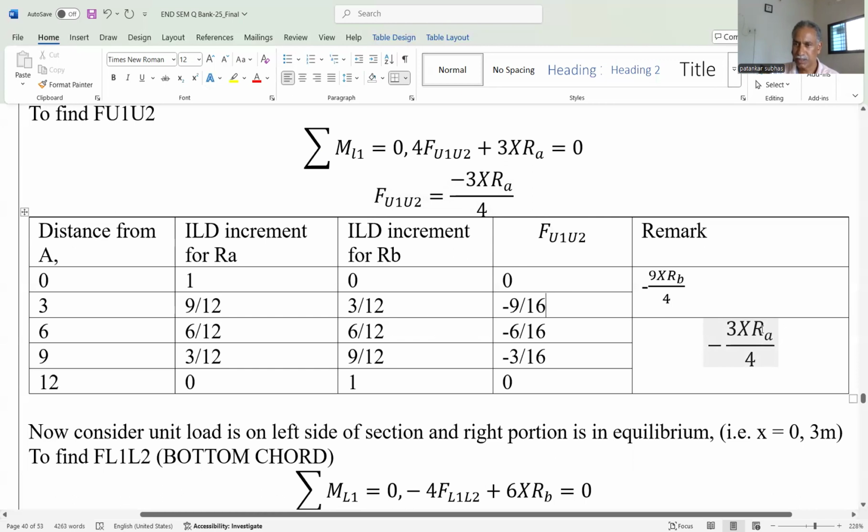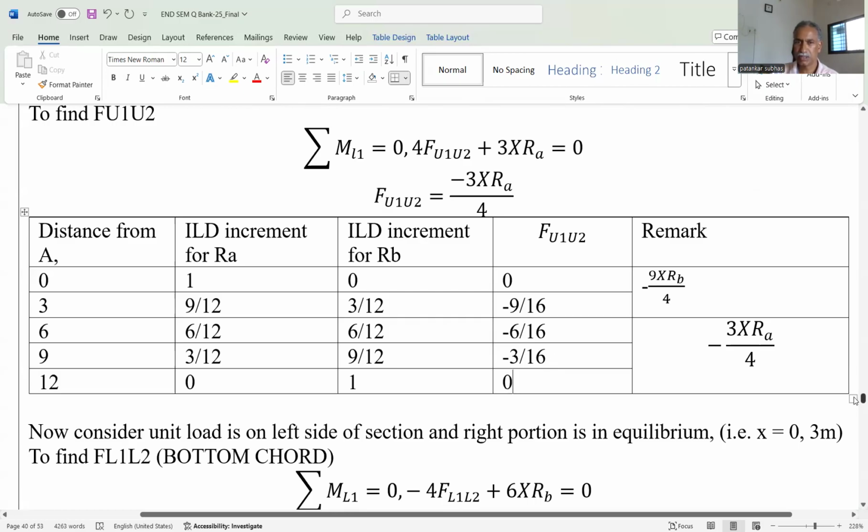by 4. Generally, we can put the value of RA for 6 meter, it is 6 by 12. So 3 by 4 into 6 by 12, it is minus 6 by 16. And for the second one, 3 by 12, here RA is equal to 3 by 12, its value is minus 3 by 16. And when I put at 12 meter, its value is 0, that's why it is 0. So 0, minus 9 by 16, then minus 6 by 16, minus 3 by 16 and 0.